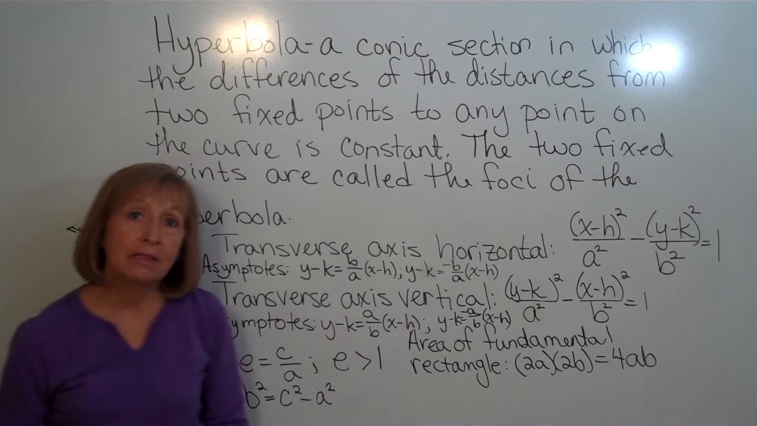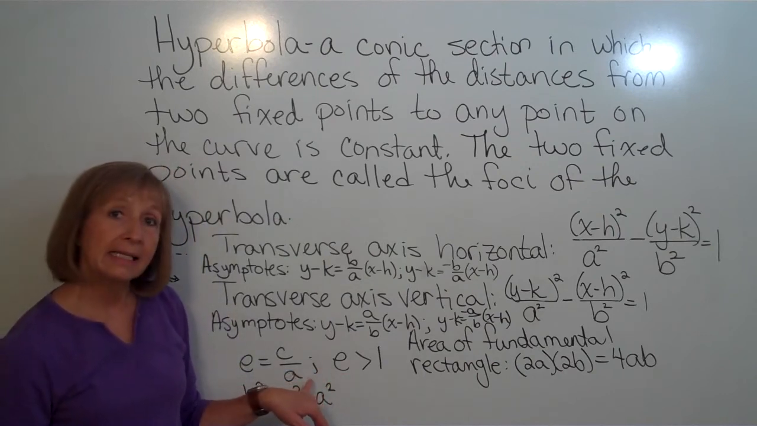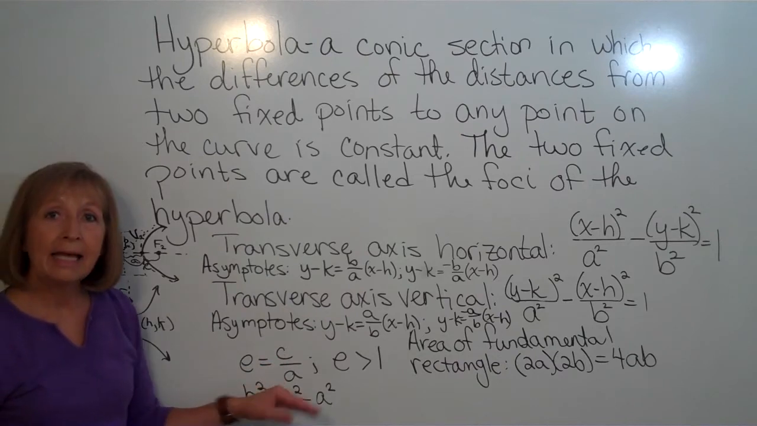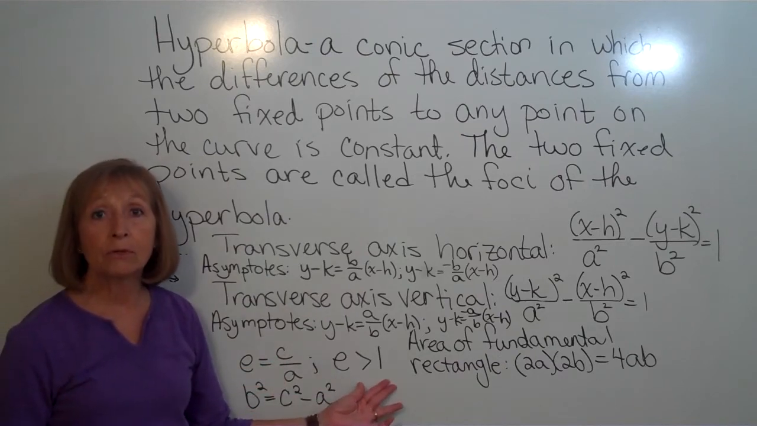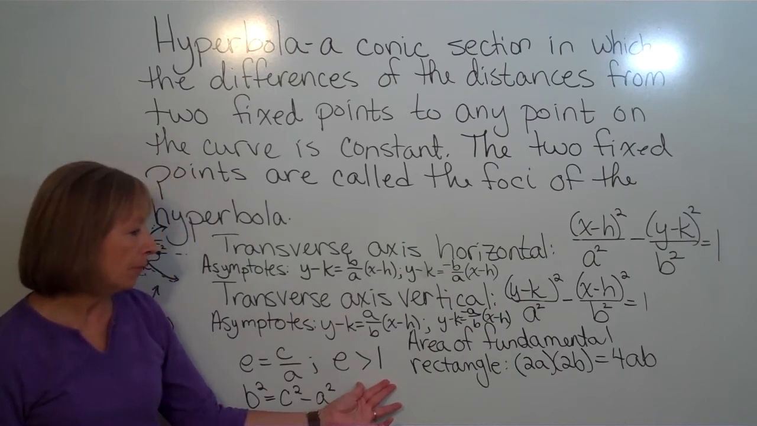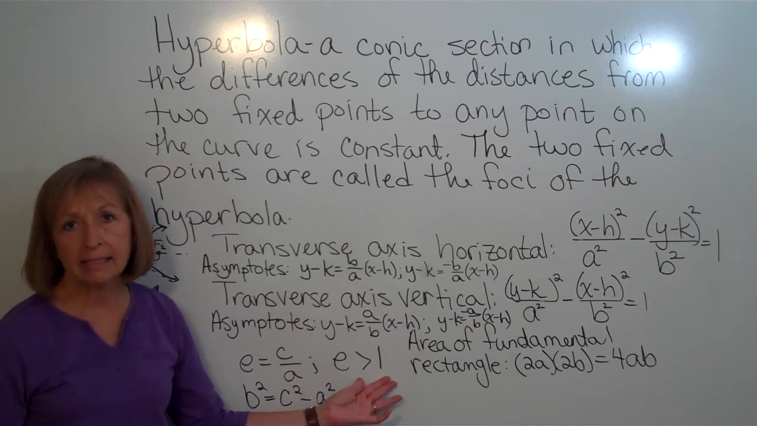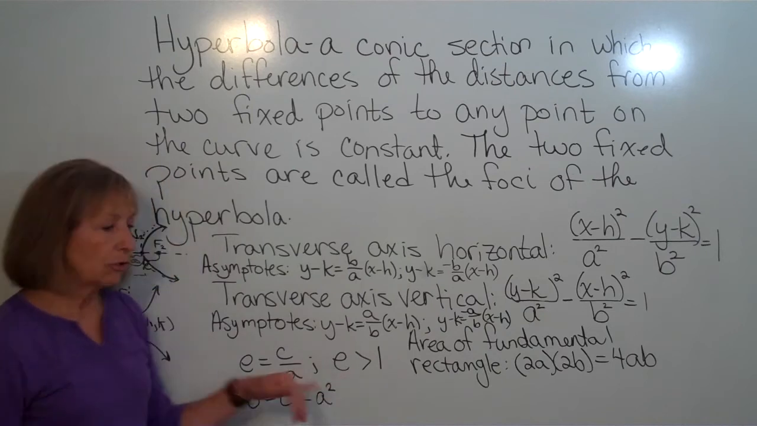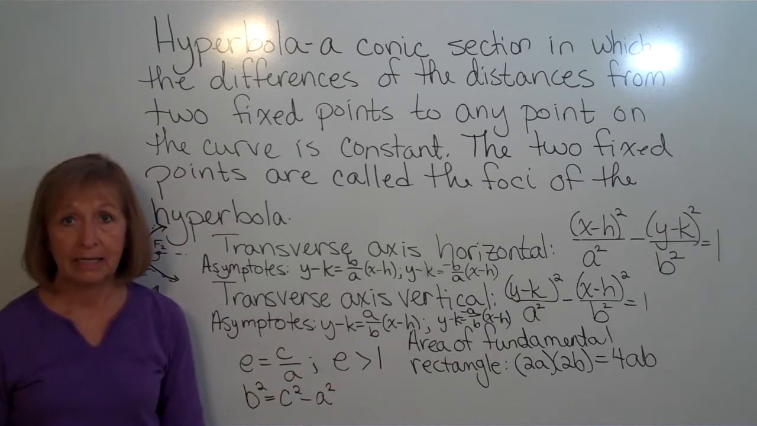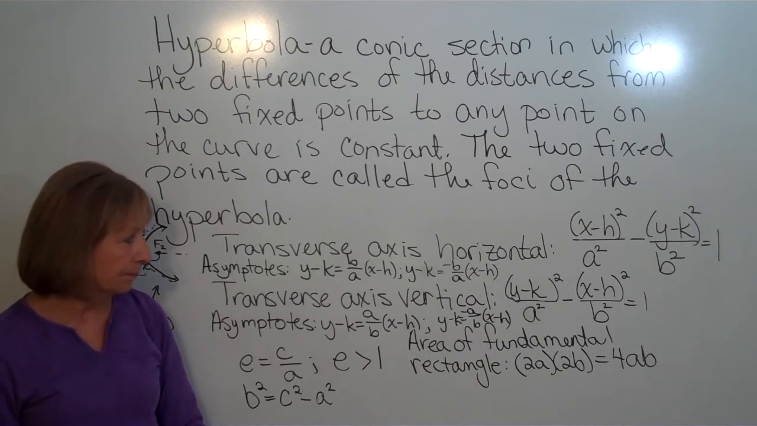Now lastly with information is the eccentricity. Eccentricity is defined to be c over a, and our eccentricity is greater than 1 when we have a hyperbola, which again makes sense. c is bigger than a. So if I have a larger number in the numerator than I have in the denominator, I will get a number that's greater than 1.